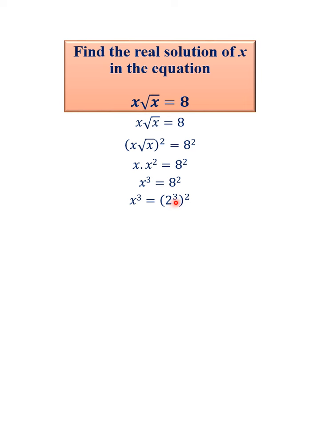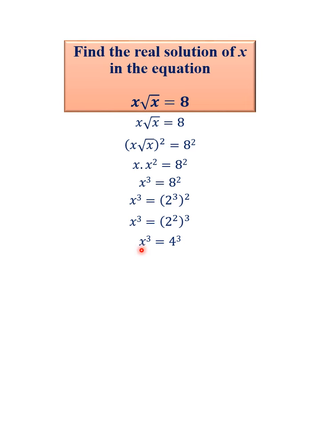And since 3 can multiply 2, it means we can swap them because multiplication is commutative. So we can write this as x raised to power 3 equals 2 to the power of 2 all raised to power 3. 3 times 2 is the same thing as 2 times 3, so we are still correct. 2 raised to power 2 is 4, so this equation reduces to x raised to power 3 equals 4 raised to power 3.